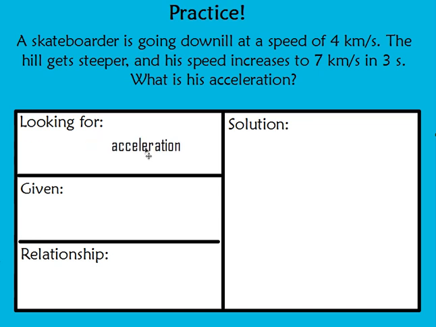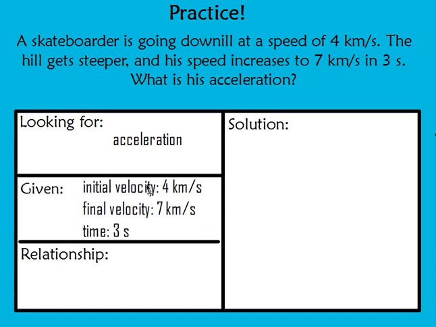So we are in fact looking for acceleration here. We're given 3 different numbers: 4 kilometers per second, 7 kilometers per second, and 3 seconds. He says he's going downhill at a speed of 4 kilometers per second. Notice he does not exactly say initial and final. That's where you have to really read the problem and figure it out. Since he's going downhill at 4 kilometers per second and the hill gets steeper, his speed increases to 7, which means 7 kilometers per second is his final velocity. He starts at 4, so our initial velocity is 4 kilometers per second. Final velocity is 7 kilometers per second, and that leaves us 3 seconds, which is our time.